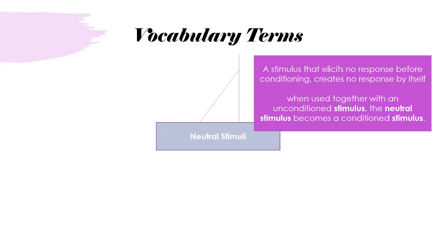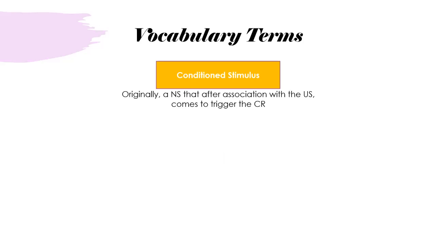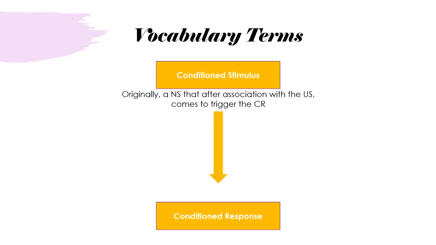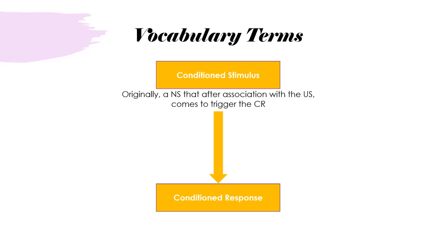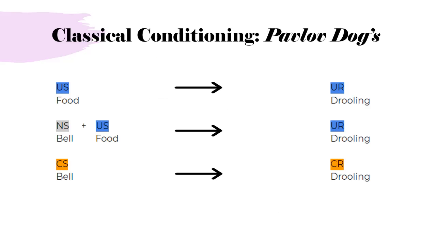However, when the US, or unconditioned stimulus, is connected with the NS, it becomes a conditioned stimulus. The conditioned stimulus, originally an NS, after association with the US comes to trigger the CR. In addition, the conditioned response, or CR, is the learned response to a previously neutral stimulus, or NS, that is now the CS. Since we've just covered a lot of information, I will now present some examples that will help you understand the concept a little better.